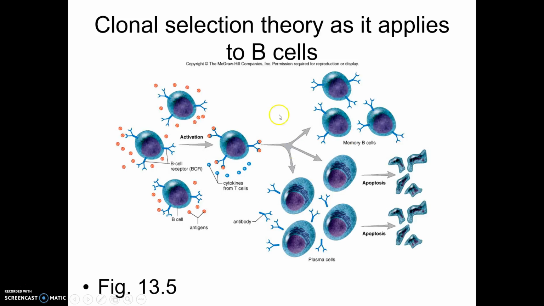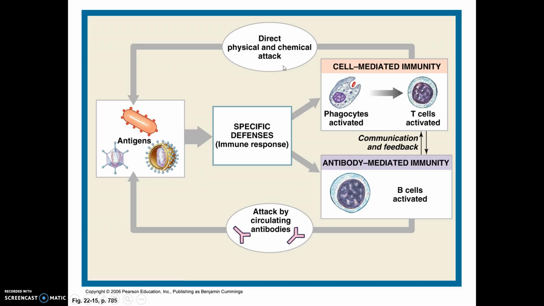All right, now finally we're into looking at our clonal selection as it goes to B cells. So we're now looking at what goes on here when we activate our B cells and they start making the antibodies.